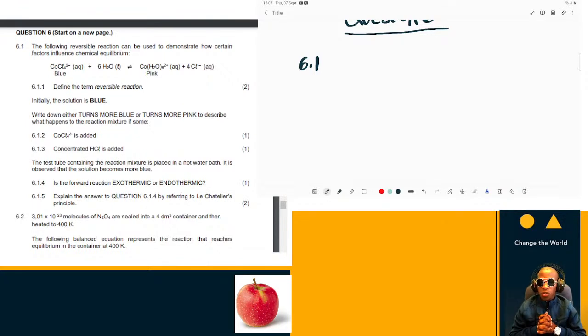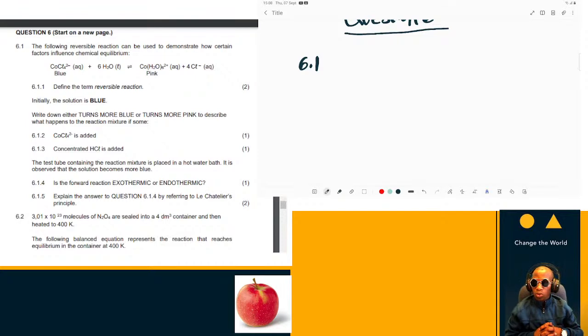Today our business is to do Physical Sciences, Chemistry, Paper 2. We are doing chemical equilibrium on Question 6. Question 6 is chemical equilibrium, which consists of 15 marks and above. On 6.1 it reads as follows: the following reversible reaction can be used to demonstrate how a certain factor influences a chemical equilibrium. So here is the balanced equation that we are given.